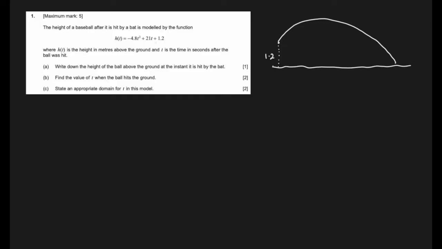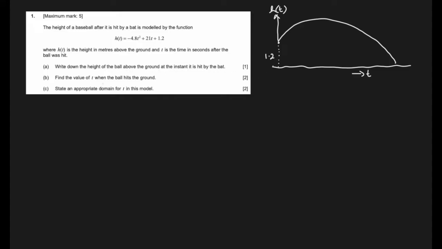This is how I interpret this one, where h(t) is the height, of course, in meters above the ground, and t is the time in seconds. So time is going this way, height is this way. Okay, write down the height of the ball above the ground at the instant it is hit by the bat.